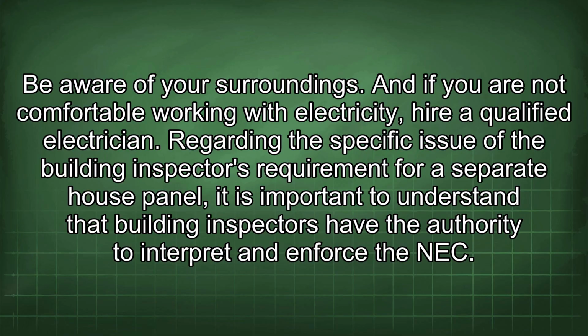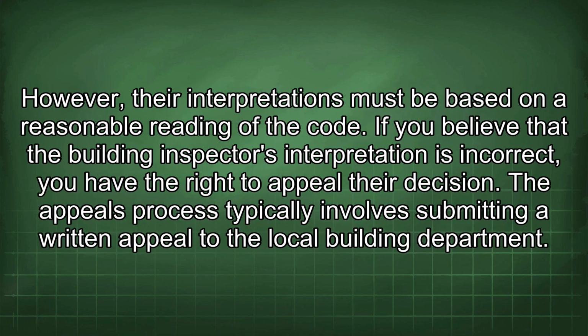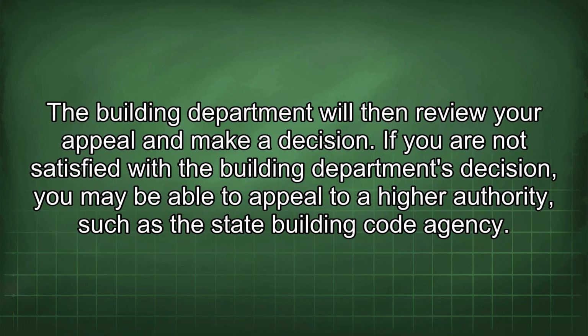Regarding the specific issue of the building inspector's requirement for a separate house panel, it is important to understand that building inspectors have the authority to interpret and enforce the NEC. However, their interpretations must be based on a reasonable reading of the code. If you believe that the building inspector's interpretation is incorrect, you have the right to appeal their decision. The appeals process typically involves submitting a written appeal to the local building department. The building department will then review your appeal and make a decision.